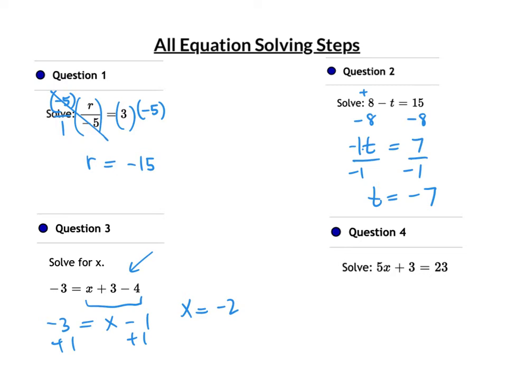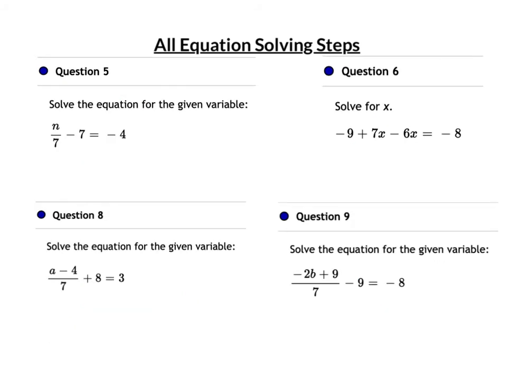Question 4, I know that the 5 is the coefficient. It's the last thing I get rid of. I'm trying to get x by itself using the inverse operation. So the first thing I'll do is get rid of the +3. I'll subtract 3 from both sides. 5x equals 20. Now that's 5 times x, so I'm going to divide to get rid of that 5, and I get x equals 4. 20 divided by 5 is 4.